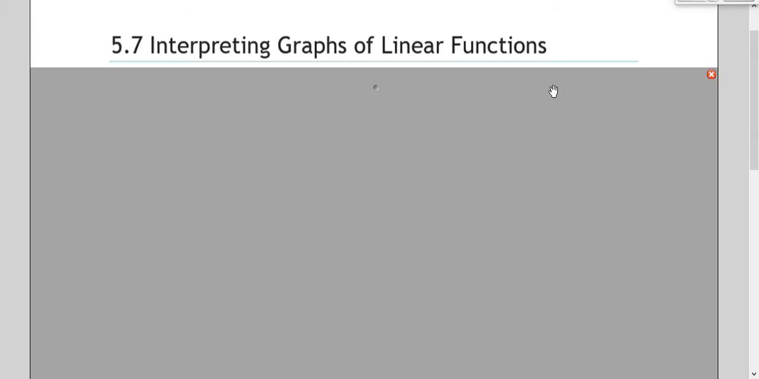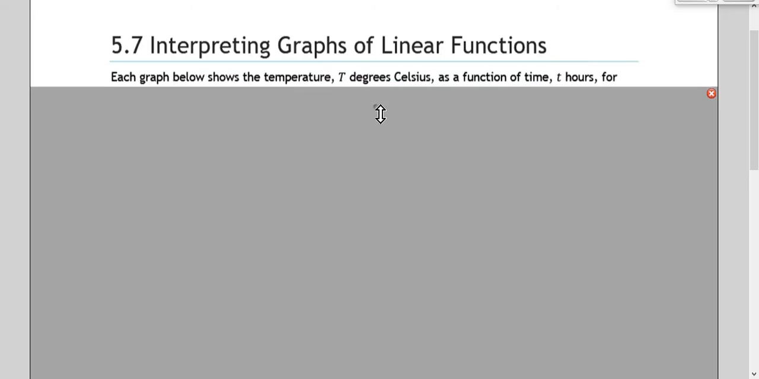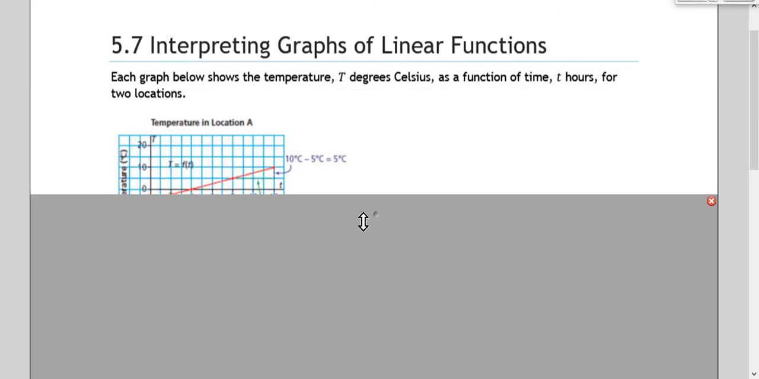Okay, so this is the last section in the unit. This is 5.7, interpreting graphs of linear functions. Each graph below shows the temperature, capital T degrees Celsius, as a function of time, t hours, for two locations.